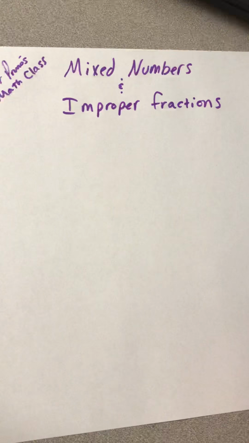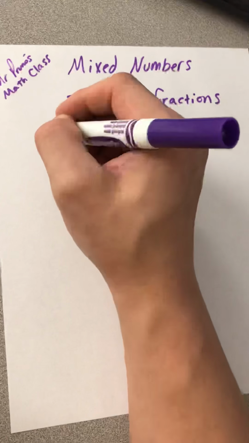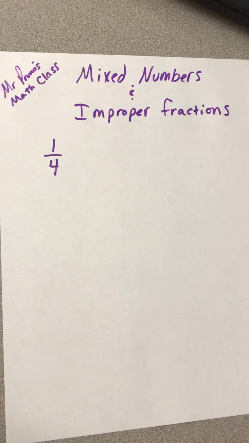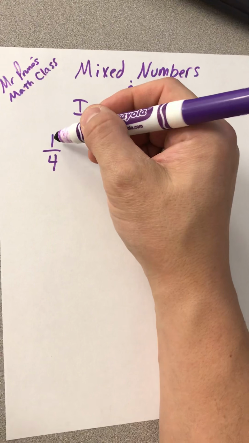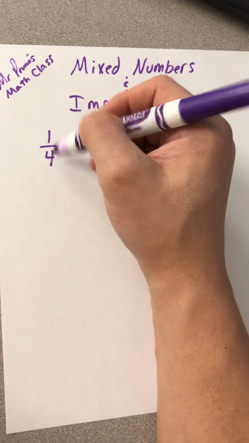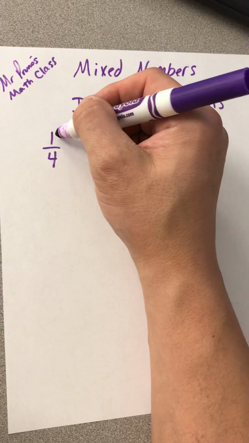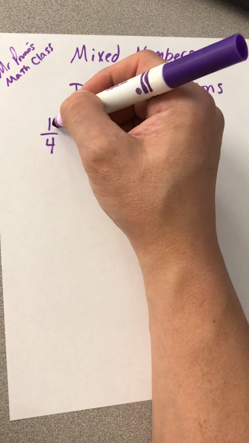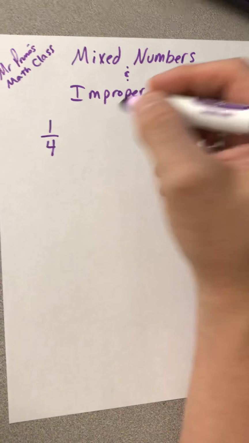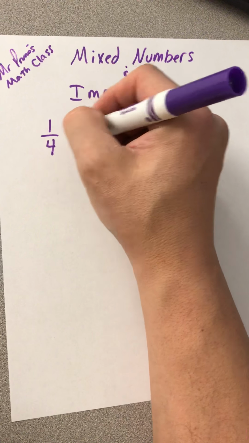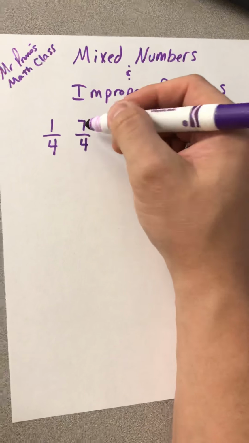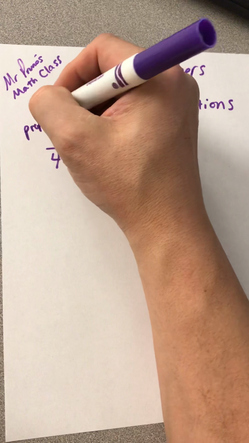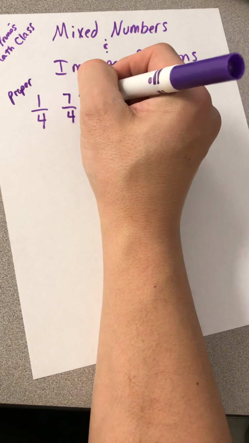So, what is a mixed number? What is an improper fraction? Well, we know that a fraction looks like this. A regular proper fraction is when the denominator and the numerator have a relationship. Numerator north, denominator down. In a proper fraction, the numerator always needs to be smaller than the denominator. An improper fraction would be something like this, where the numerator is more than the denominator. So this is proper, and this is improper.